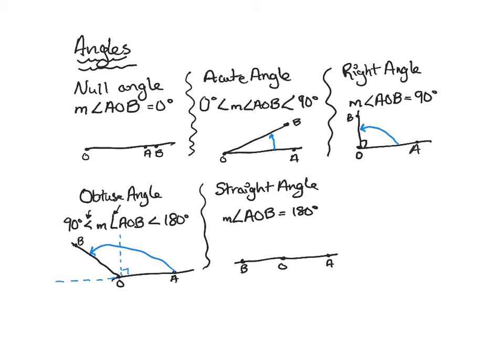Now, this may look a little bit like the null angle, but what we see is there is a difference because there's been movement from here all the way to here. It's not that there was no movement, like there's no movement in the null situation, whereas in the straight angle there has been an opening, if you will, all the way to a straight line.